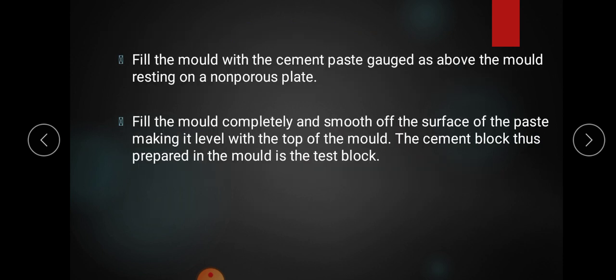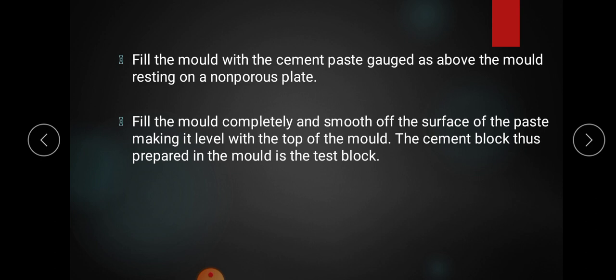And next, after preparing that, we need to place that in a mold, right? So fill the mold with the cement paste gauged as above, the mold resting on a non-porous plate. I have shown you in the previous slide the non-porous plate. On that, we need to place this mold. In that mold, we need to place the mixed cement mortar.